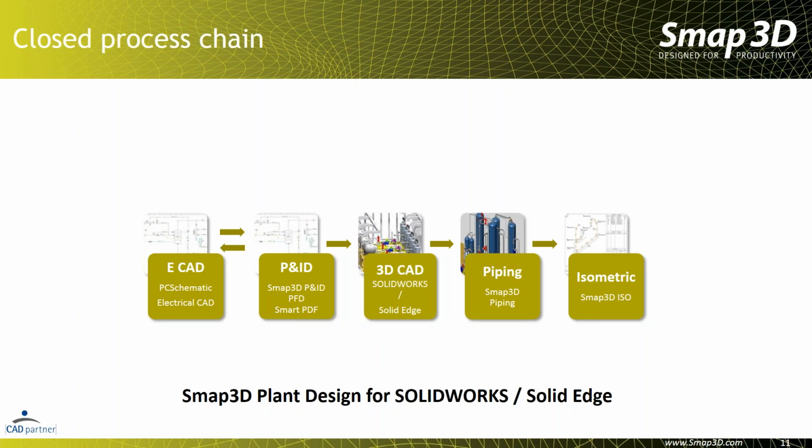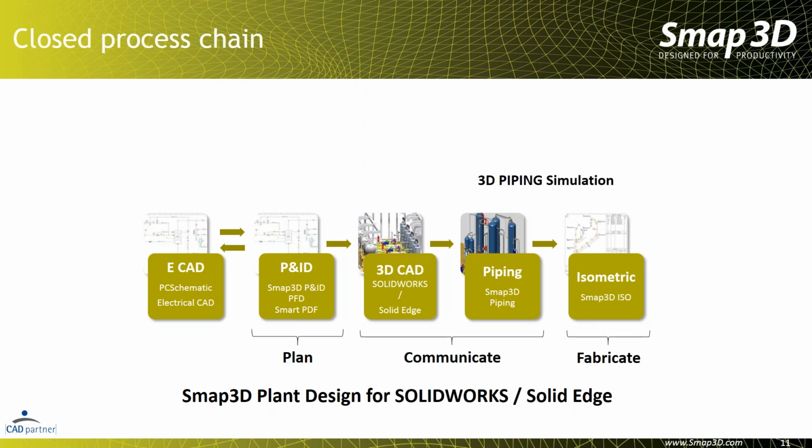The last part is the Smap3D Isometric. As I said before, just with a mouse click, you can generate the isometric drawings directly out of your 3D. Already mentioned before, the PCF interface, where we can also go to the piping simulation.